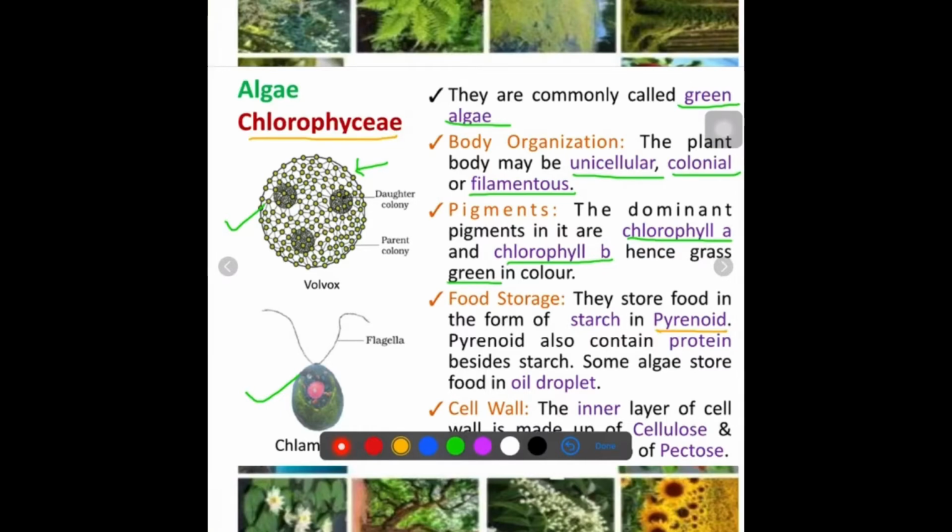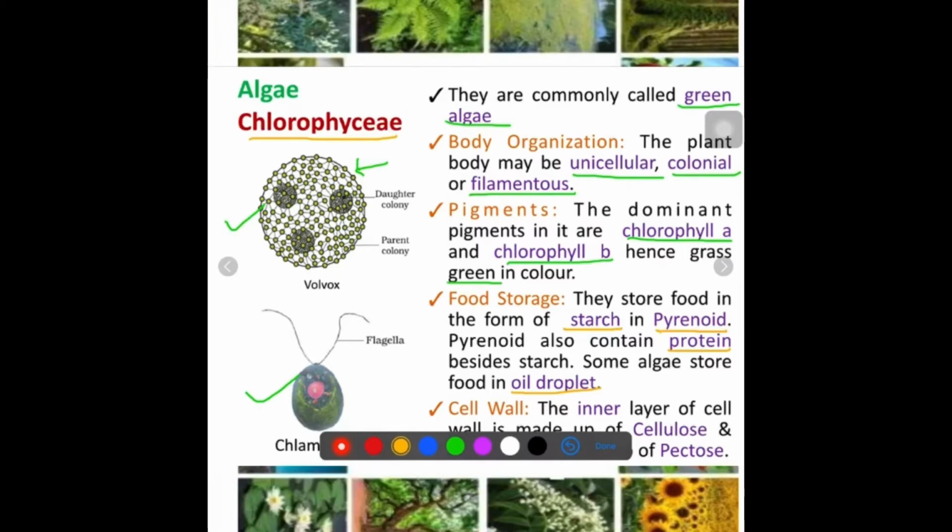In this pyrenoid, the food that is prepared by this algae by the process of photosynthesis is stored in the form of starch. So in the chlorophyceae, the prepared food is stored in a pyrenoid, a special cavity, in the form of starch. Along with the starch, the pyrenoid also contains proteins, and they can also store the food in the form of oil droplets. Such a thing you can find in a chlorophyceae.